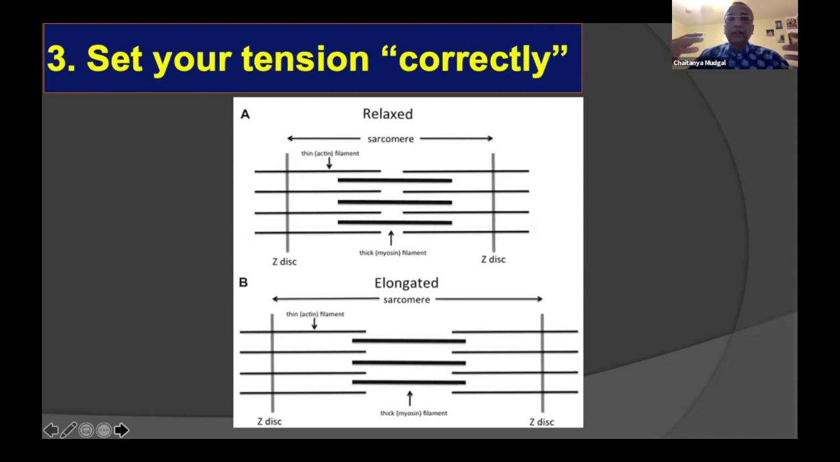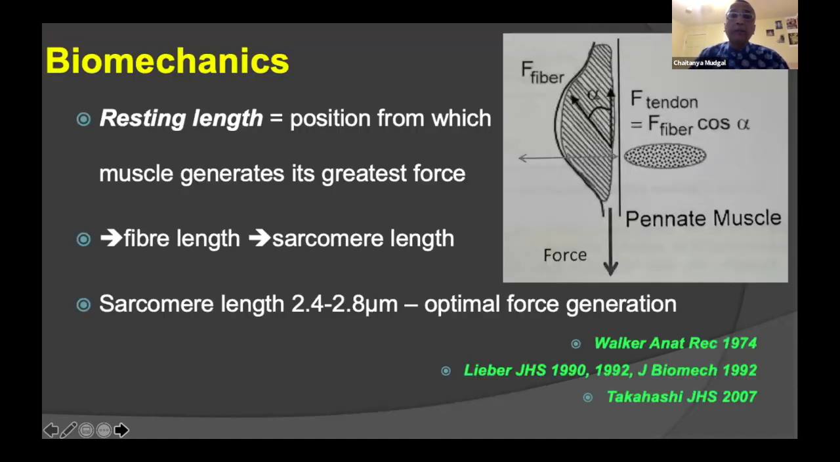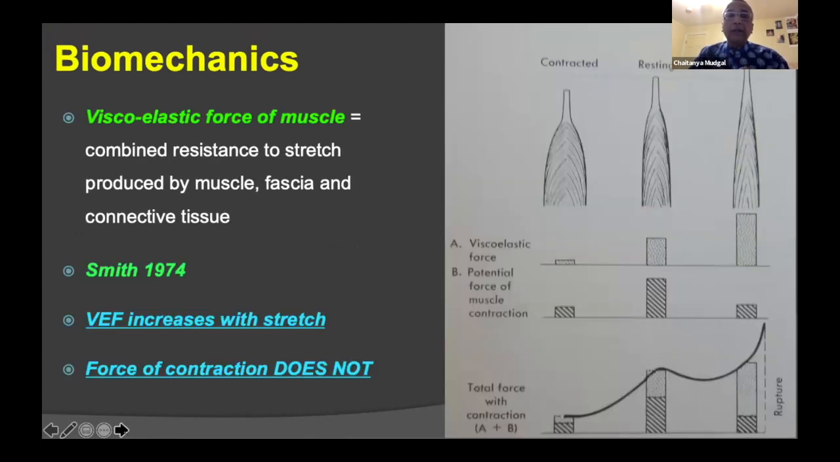If you elongate the sarcomere, the degree of overlap becomes much less, and that's not good, because we know that the resting length is the position from which the muscle generates its greatest force, which relies on fiber length, and in turn relies on sarcomere length. Now, multiple studies have shown that the sarcomere length in most human forearm muscles to generate optimal force varies between 2.4 and 2.8 micrometers. Now, is that the only thing that we take into account?